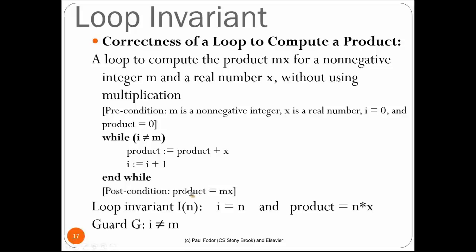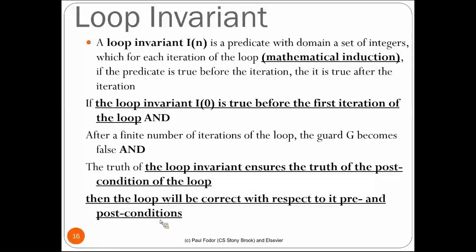At the end of the while loop, we are expecting the result of this algorithm, that the product contains the product of m and x. M is the integer, x is the real number. And we can define the loop invariant. So the loop invariant is the following conjunction in logic: I is equal with n at every step n, and the product is equal with n multiplied with x at every step n. The guard of the loop is the actual condition of this while loop, the fact that I is different than m. So let's see if the conditions for the loop invariant are satisfied in this case.